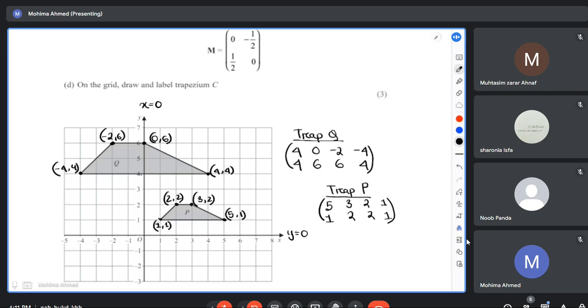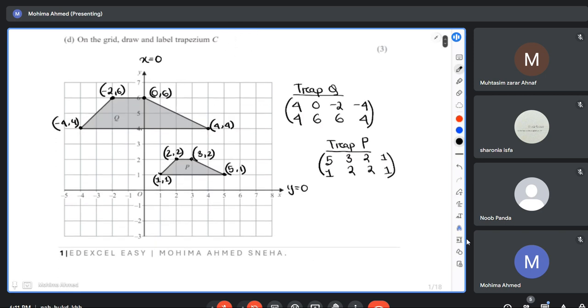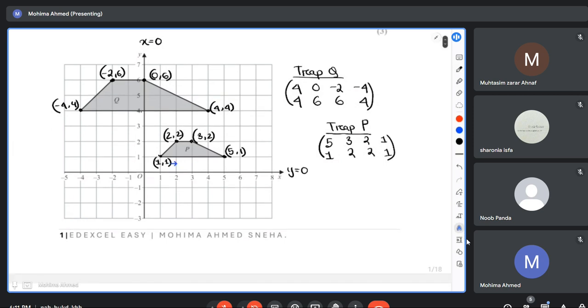And enlargement also has to be given with some data, like by how many units trapezium Q is longer or larger than trapezium P. That unit is referred to as the scale factor. Like by how much trapezium Q is larger than trapezium P, that is what refers to your scale factor. So the scale factor can be counted by using this.